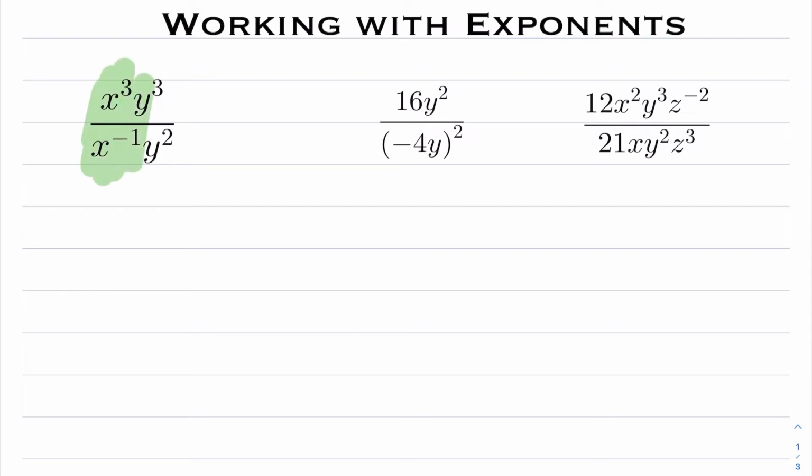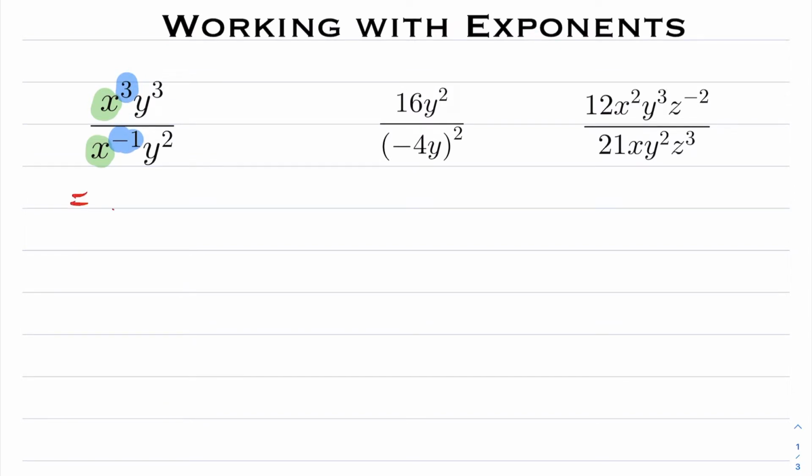Focusing our attention on the first question, we want to simplify the following expression. The idea here is when you're dividing with like bases, you subtract the exponents. Right away I've got a common base of x, so you go ahead and subtract the exponents. This simplifies to x, and the exponent is going to be 3 minus negative 1, which gives us a 4.